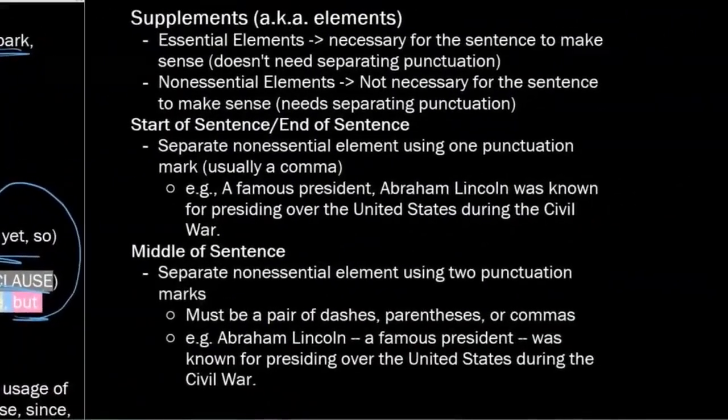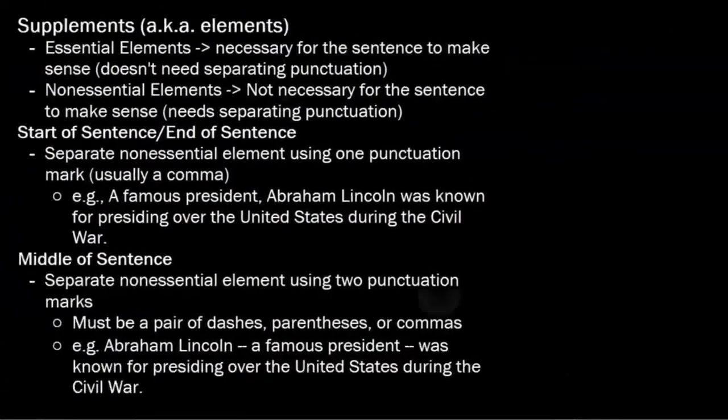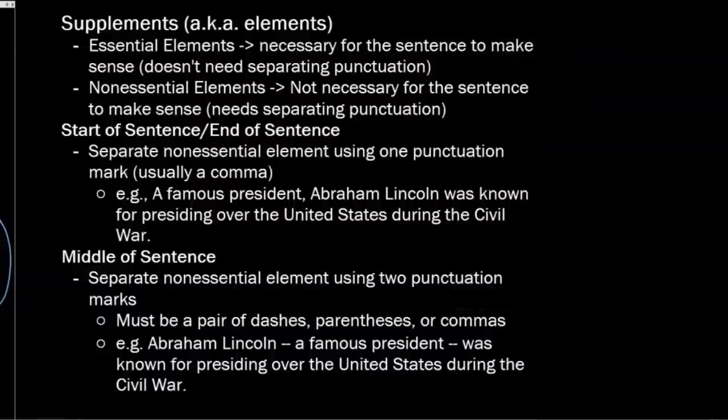Now we have supplements, otherwise known as elements. Okay. Essential elements are necessary for the sentence to make sense, and they don't require any separating punctuation. A non-essential element is separated from the rest of the sentence by either a comma, or two commas, a pair of dashes, or a pair of parentheses, right? And the sentence still makes sense when a non-essential element is not there. But if a sentence doesn't make sense when something is missing, it means there was an essential element.